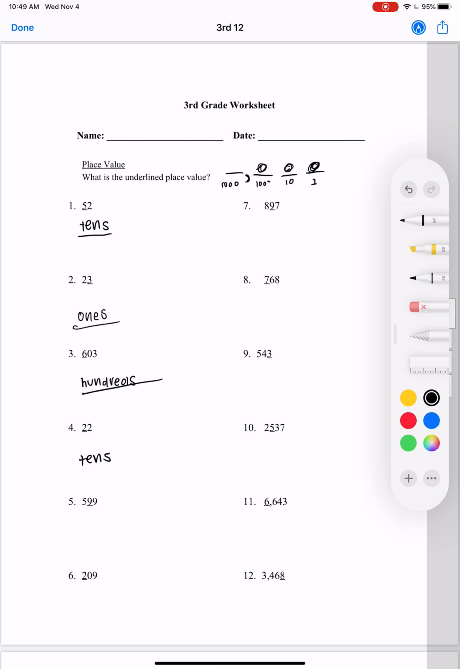And let's try number 11. For number 11, the fourth place value from the right is what is underlined. So that means 1, 2, 3, 4. It is in the thousands place. Thousands.